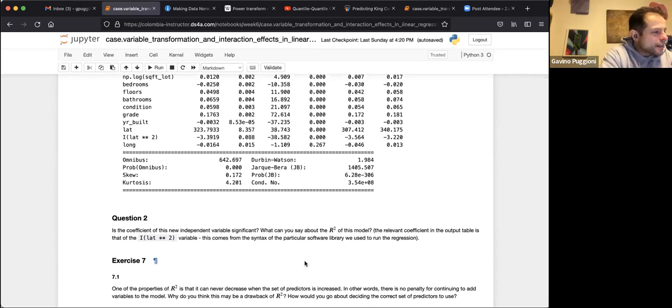Natalia, why do we use lat and lat square at the same time? Because if you think about the equation of a parabola, you have y equal to a plus bx plus cx squared. So you have both the linear term and the quadratic term.